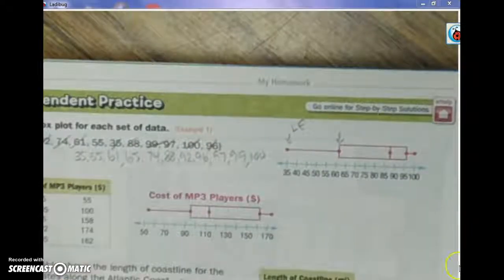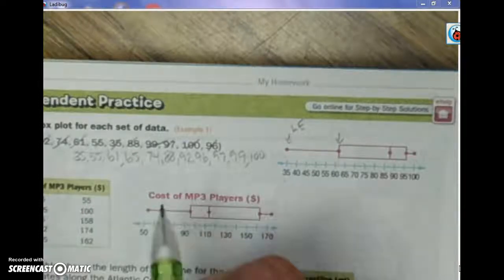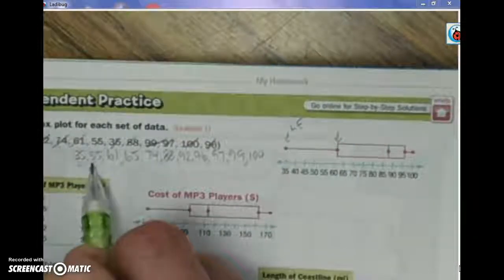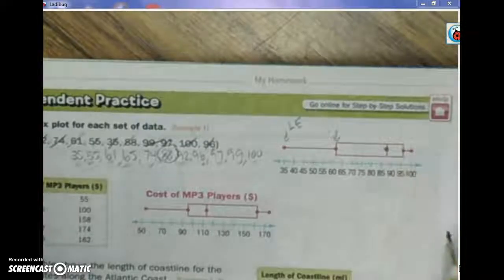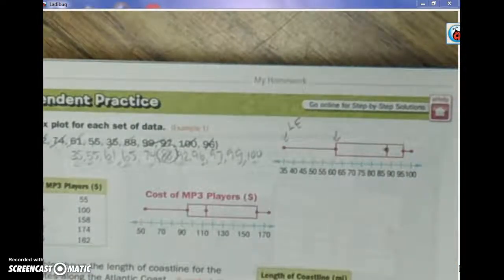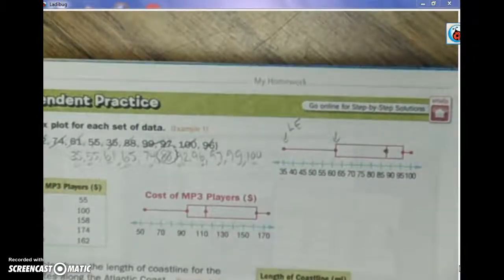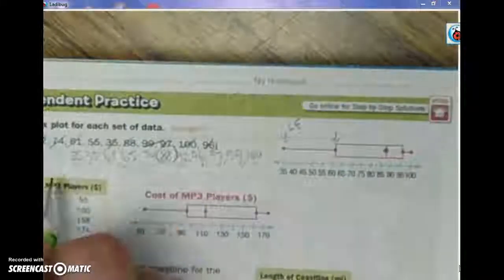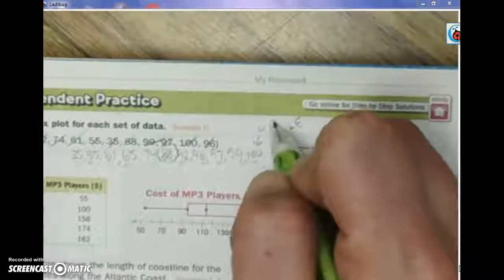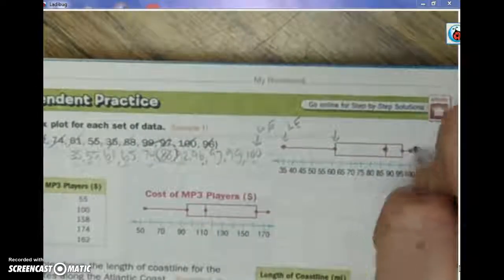Okay, so I put my numbers in order from least to greatest. So we're first going to find the median. I got my median of 88. That's why there's a dot there. I know some of you probably didn't count by 5s, but that's okay. If you didn't get it, make sure you're doing it now. The next one that we needed to find was the lower extreme. That was 35. That's why there's a dot at the 35. And then at 100 is the upper extreme. That's why the dot's out there.